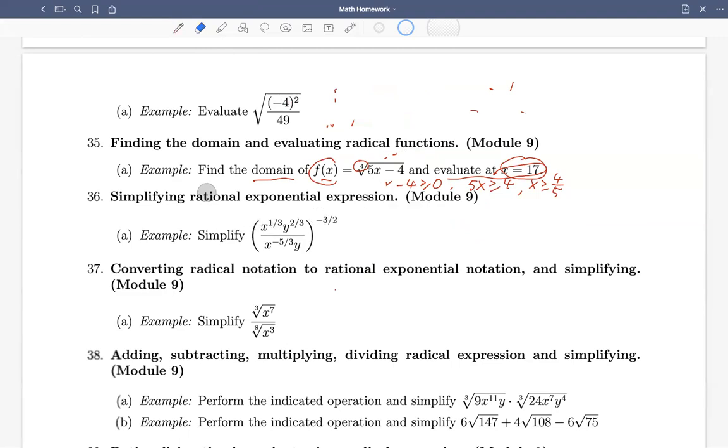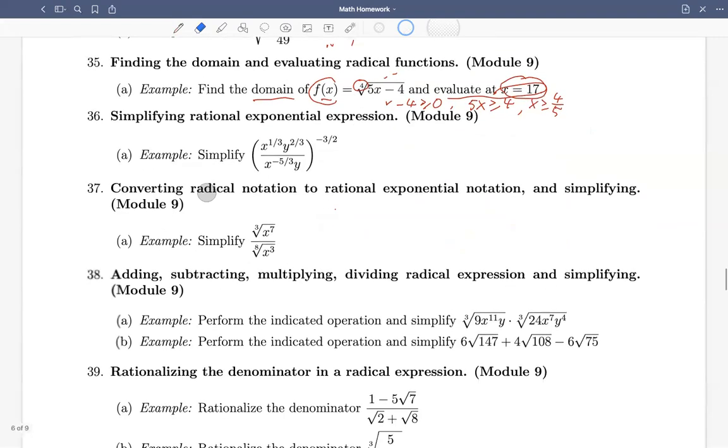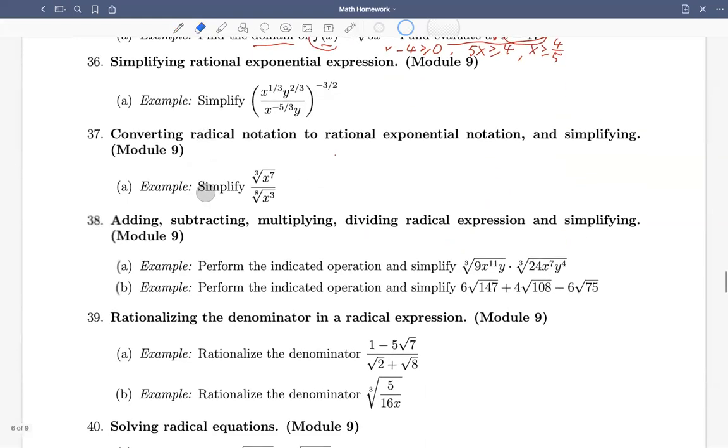Okay, now let's take a look at 36. Exponents again. I need to get another pencil. Okay. We have this raised to the -3/2. So we have a rational exponent, and now a negative rational exponent. So what do we do? We have a couple of ways of doing it.